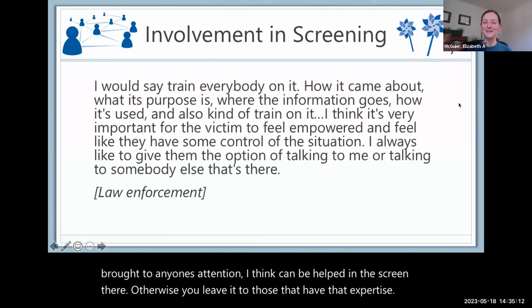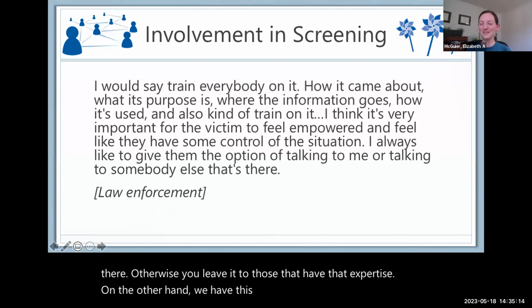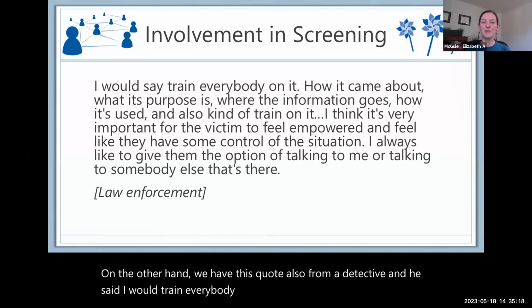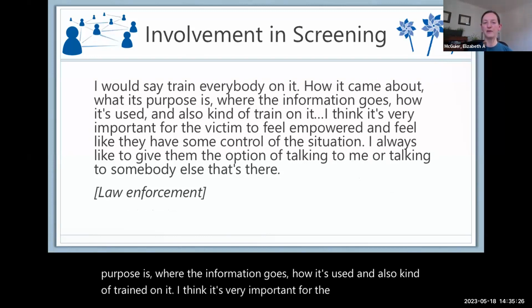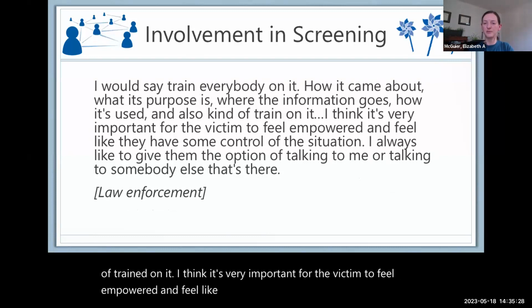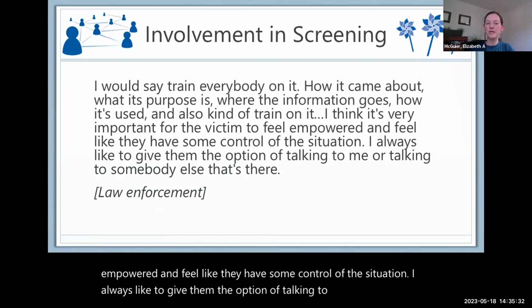On the other hand, we have this quote also from a detective, and he said, "I would train everybody on it, how it came about, what its purpose is, where the information goes, how it's used. I think it's very important for the victim to feel empowered and feel like they have some control of the situation. I always like to give them the option of talking to me or talking to somebody else that's there."